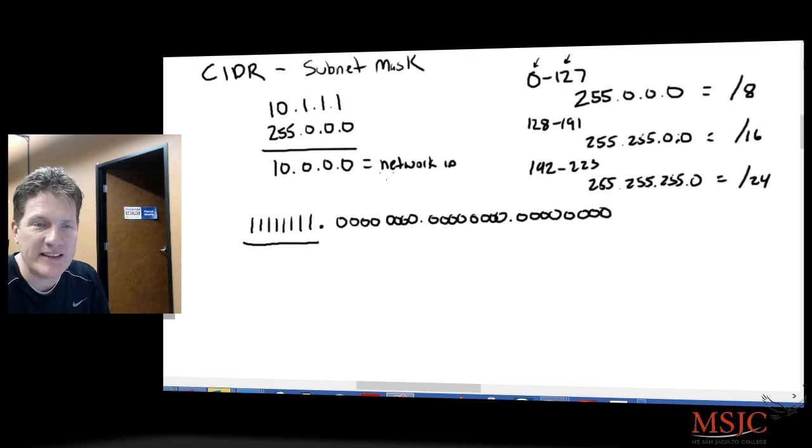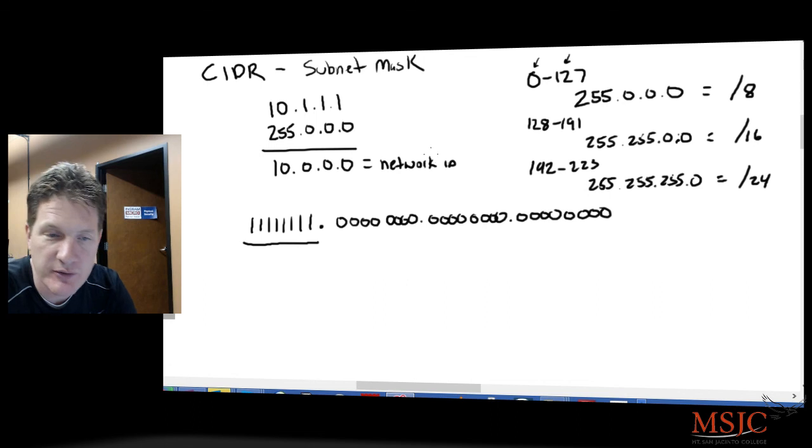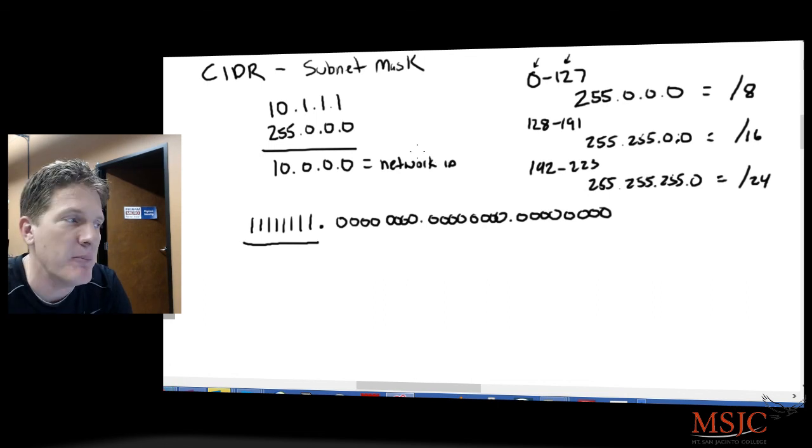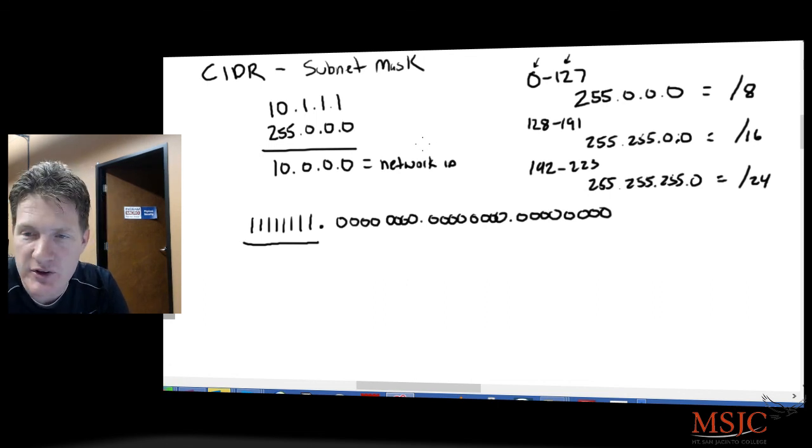All right, so there you go. That is the primary difference between CIDR and classful schemes, and basically how they determine what the network ID is. That is the primary difference between the two different methods of implementing the IP version 4 protocol.